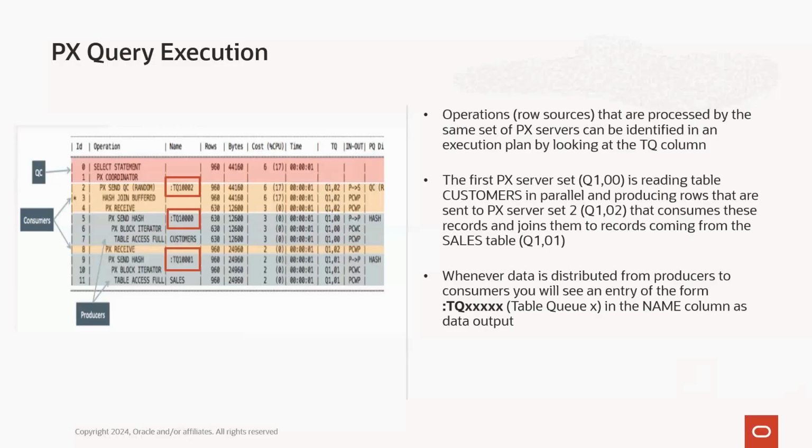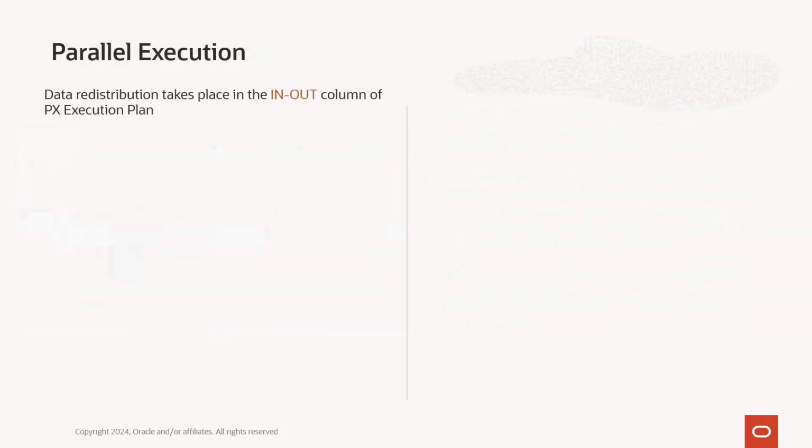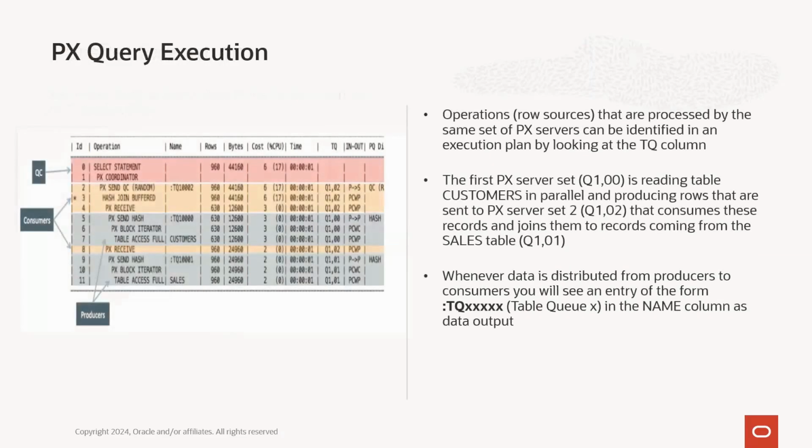So that means if we see this one, there is a handover, meaning the data has been distributed from producers to consumer. This way we can identify which operation has been done by the producer or consumer from the execution plan. So we are seeing in the execution plan, in the in and out columns, there are different keys mentioned as P2S, PCWP, P2P, PCWC, like that. We are going to discuss what all those indicate.